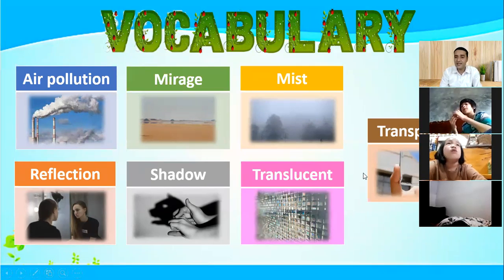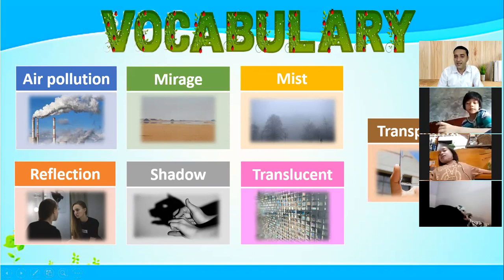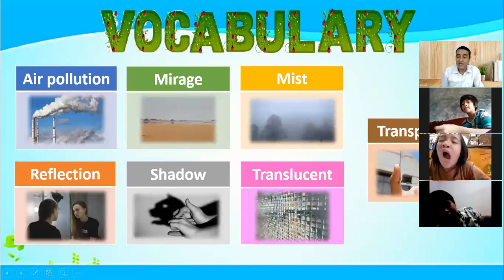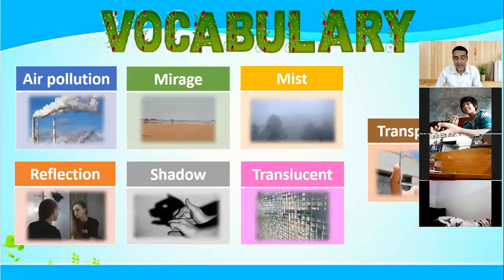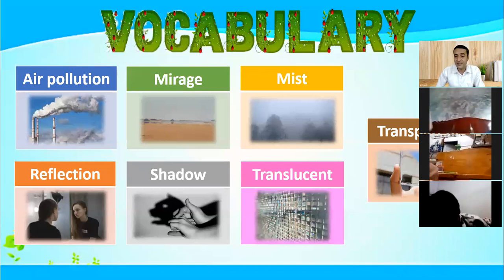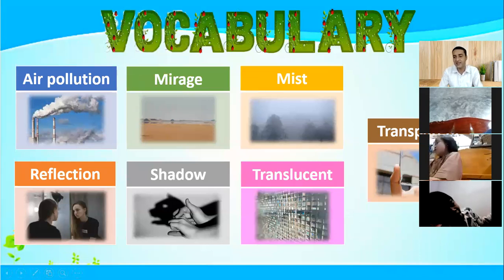Now, the next word in our vocabulary is transparent. Transparent is a material or article allowing light to pass through so that objects behind can be seen, like any object which allows us to see through it. So that means that is transparent.